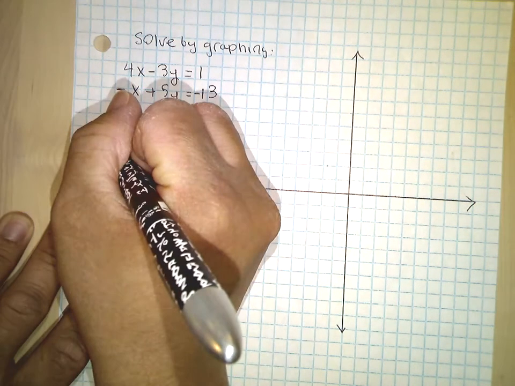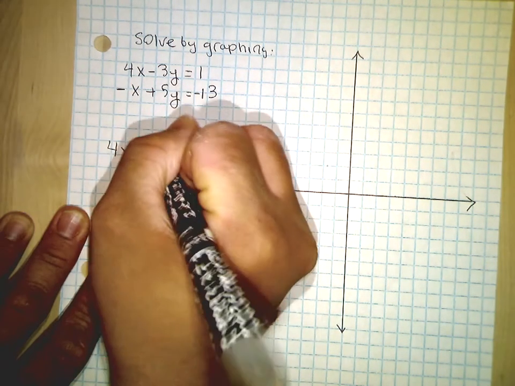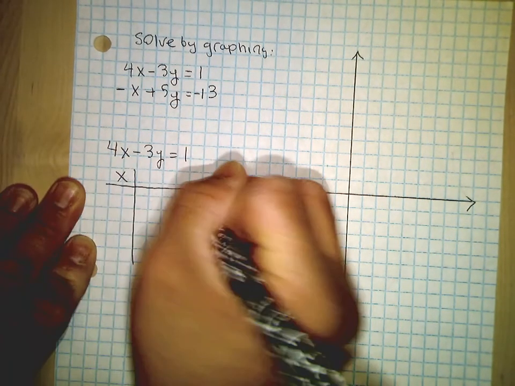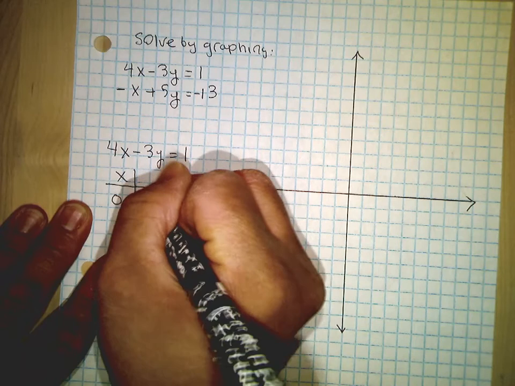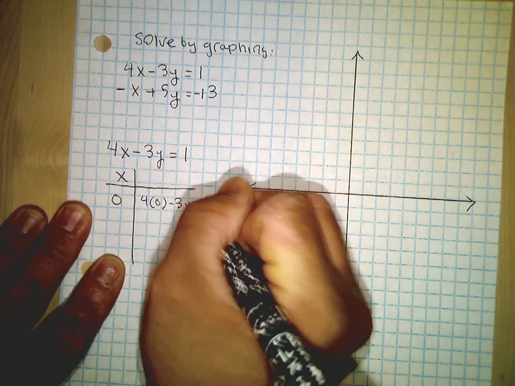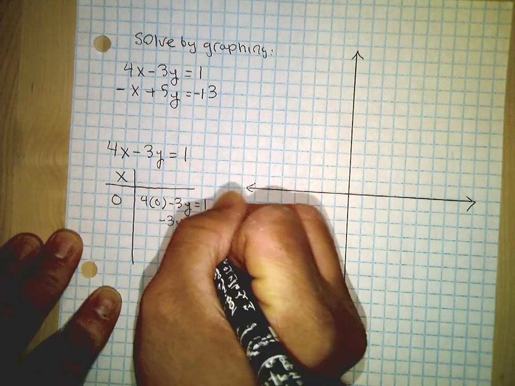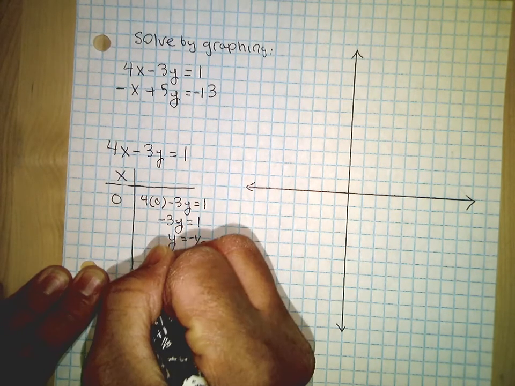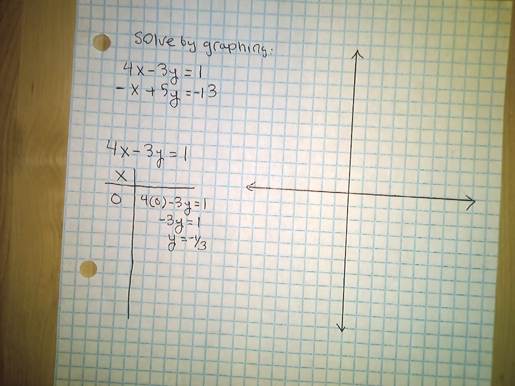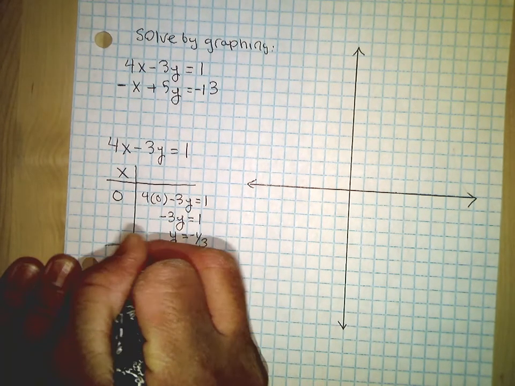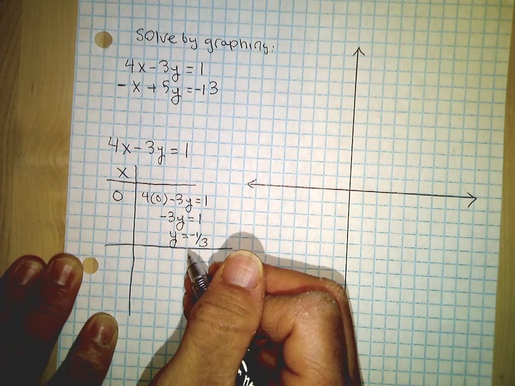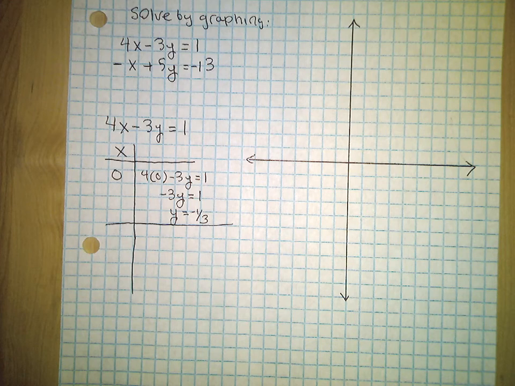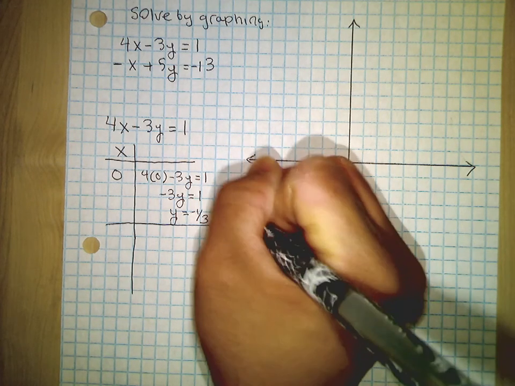So we have, first of all, 4x minus 3y equals 1. And we can substitute numbers for x, so say 0. So 4 times 0 minus 3y equals 1. Negative 3y is equal to 1, so y is negative 1/3. So there is one point that we could graph, but it's a fraction. So you might want to think of some numbers here that you could use that won't give you fractions.